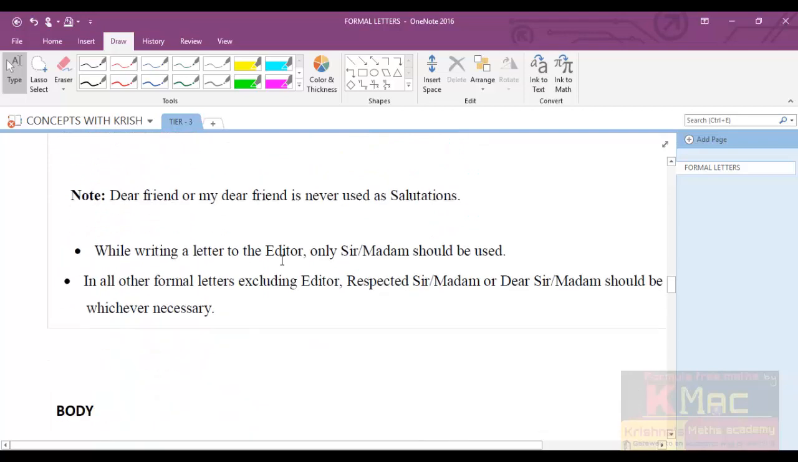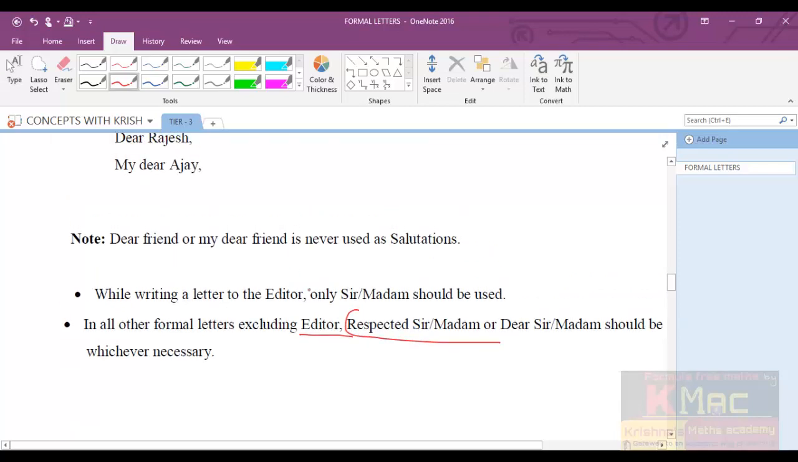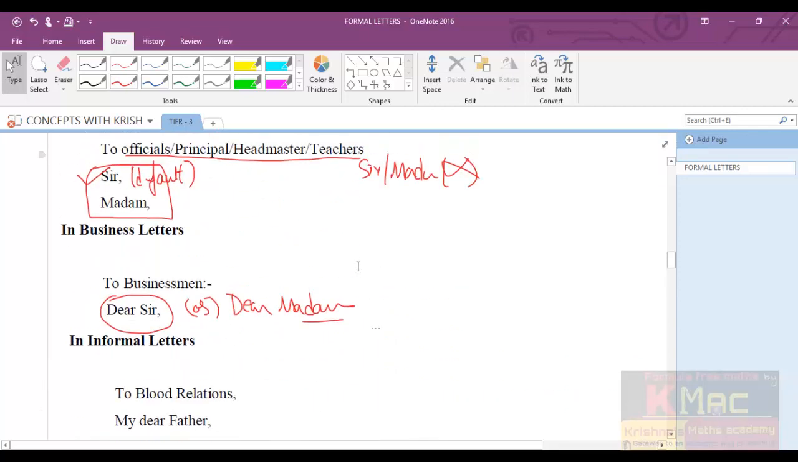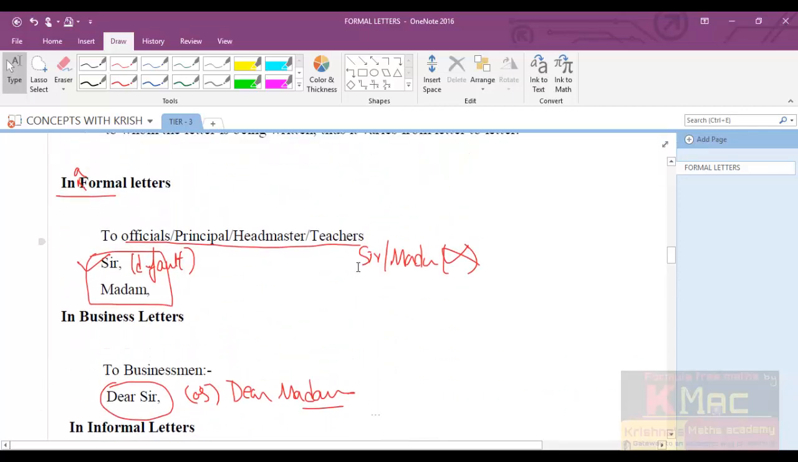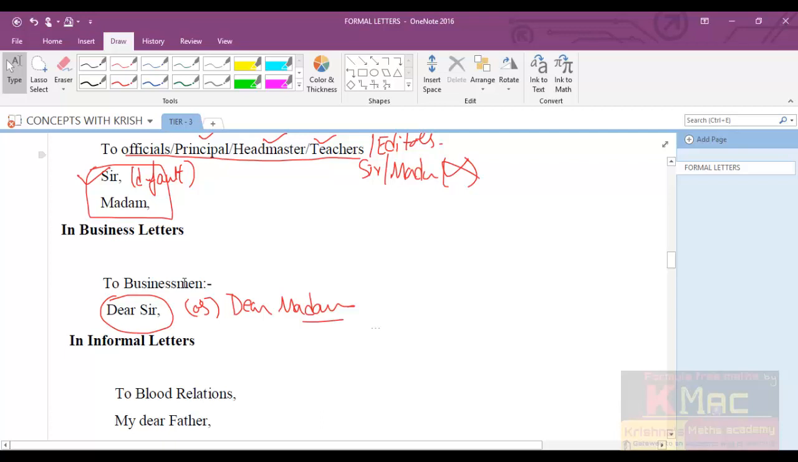Right. Next, in all other formal letters excluding editors, respected sir or dear madam should be used whichever is necessary. So whenever you are writing a letter to editor, use only sir or madam. Editor is also like a profession. So you can remember like a thumb rule: officials like principal, headmaster, teacher or editors, you go with sir or madam, that's it, don't put any dear. But with the business letters, like if you are writing some business letter, write dear sir.